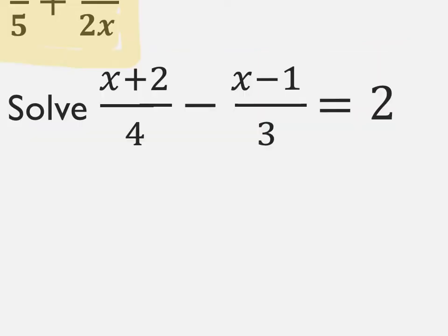In this first example, the first thing we're going to do is identify the common denominator. And this one on the far right is like 2 divided by 1. So the common denominator of 4, 3, and 1 is 12. So we are going to multiply both sides by 12.